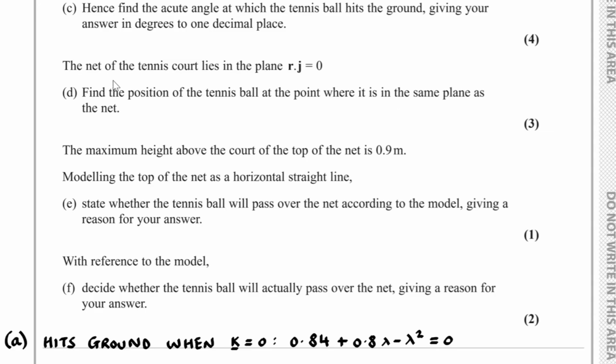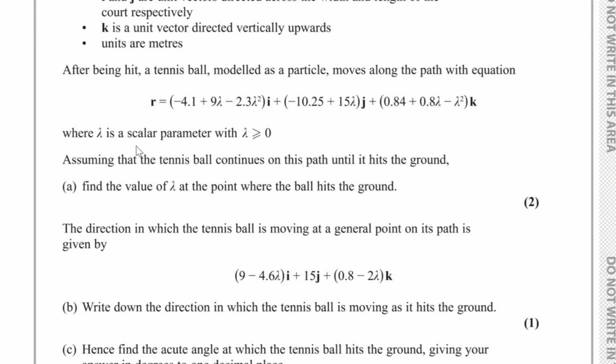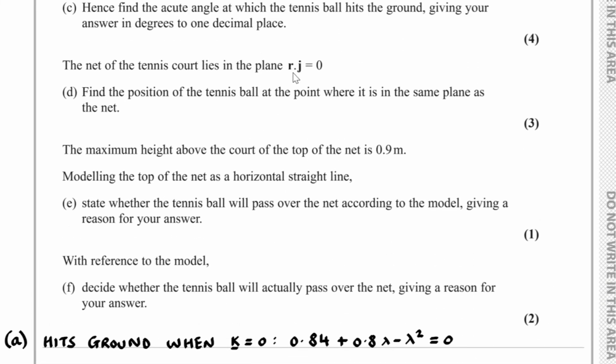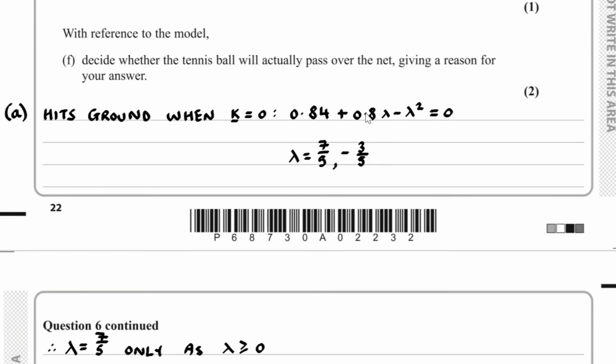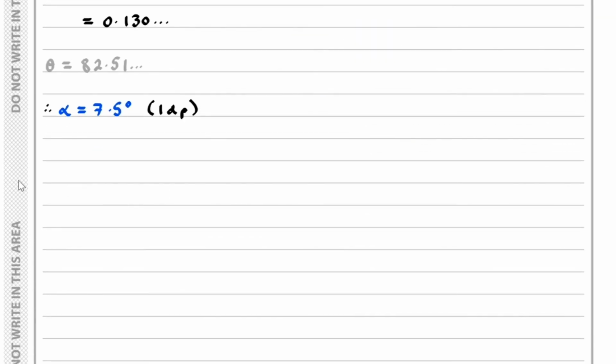For part D of the question, the net of the tennis court lies in the plane r dot with j equals 0, and what we have to do is find the position of the tennis ball at the point where it is in the same plane as the net. Well, we have r, and what we need to do is dot this with j, and the result of this is equal to 0. So for part D, we've got r dot with j equals 0.